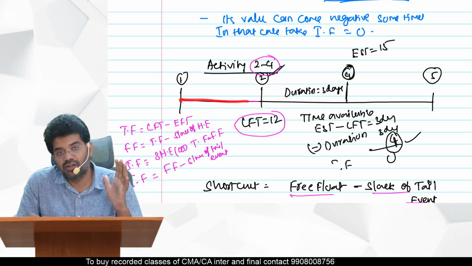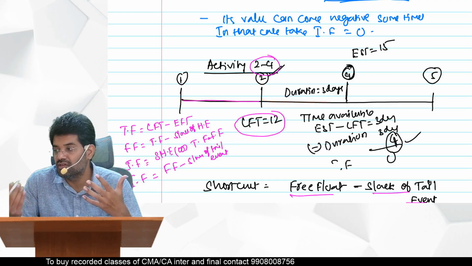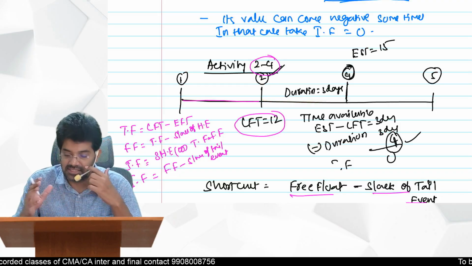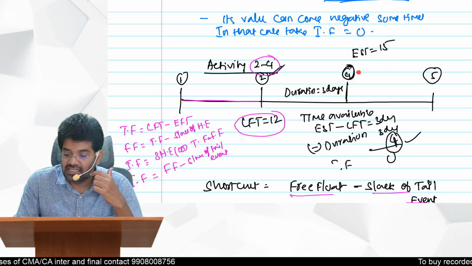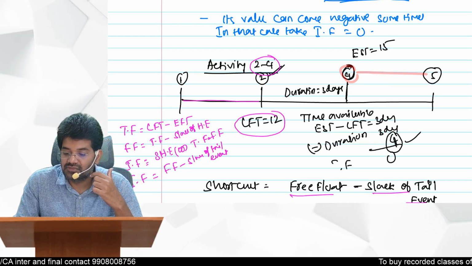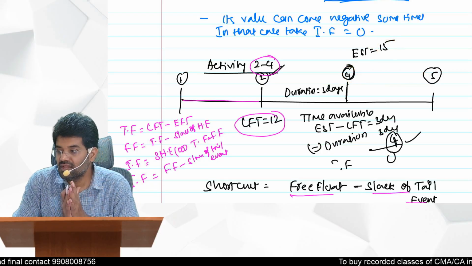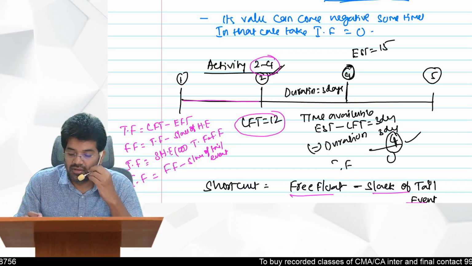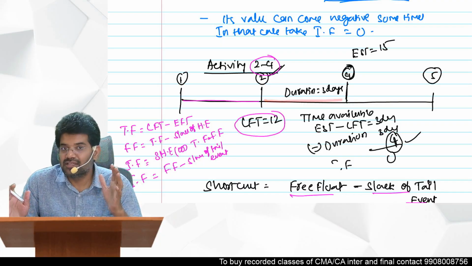1 to 2 has got total float, even 2 to 4 also got 7 days. Either of these activities can be delayed by 7 days. Now what is the earliest start time of the 4 to 5 activity? 15 days. Okay, now I want to calculate independent float. First of all, you know 2 to 4 has got 7 days of float or not?